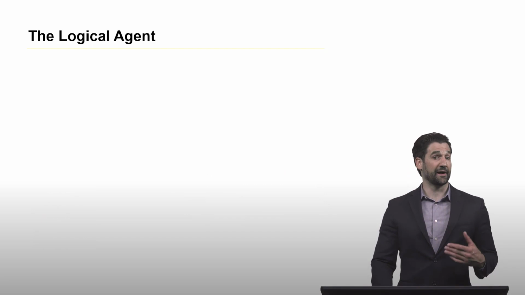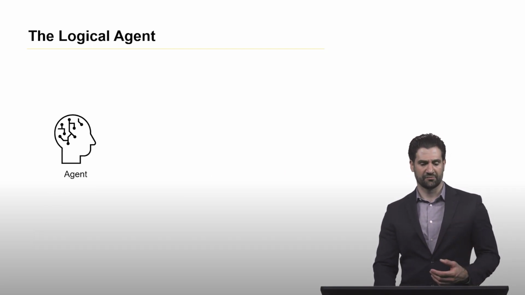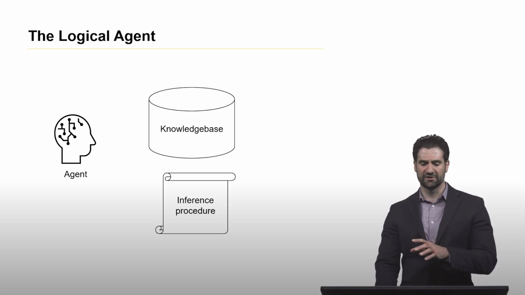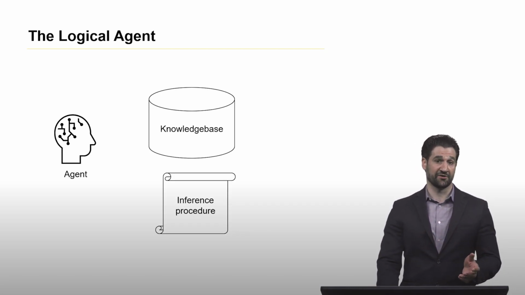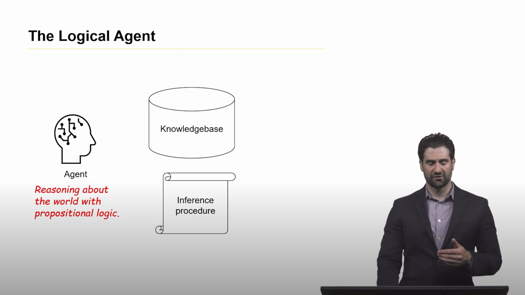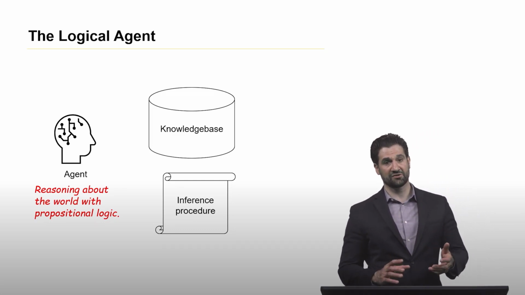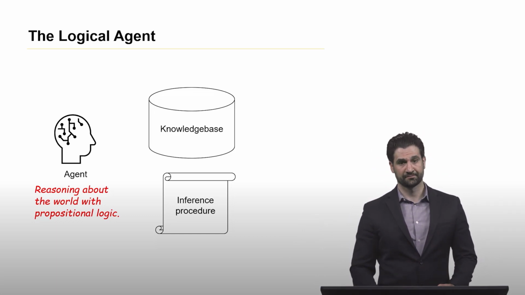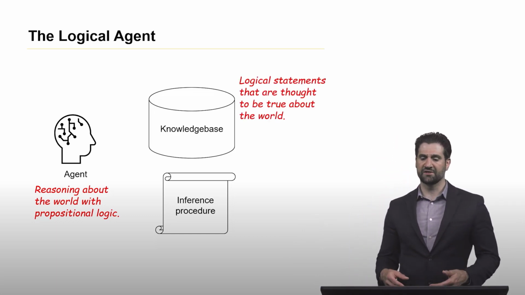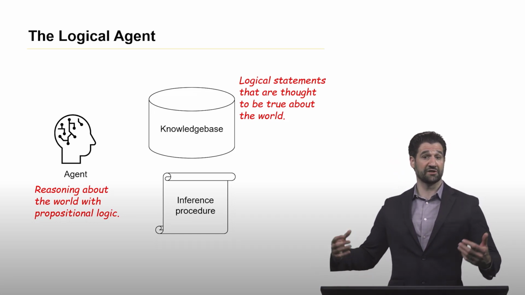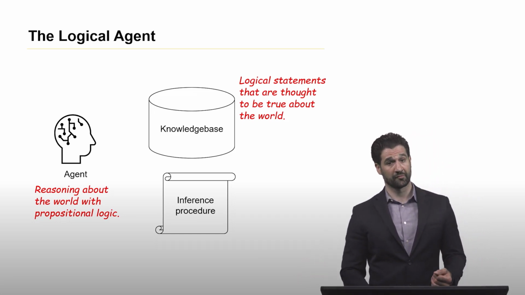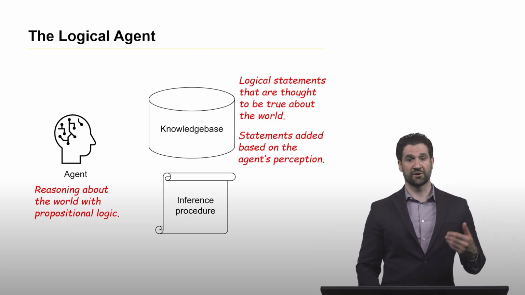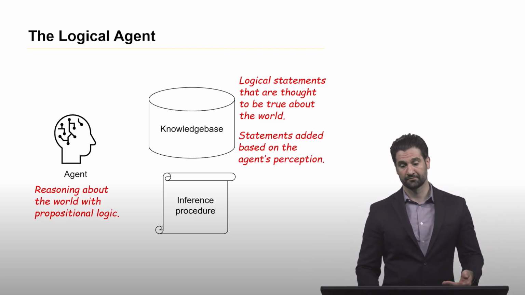So how do we think about the logical agent? Well, again, here we have the agent, and it has a knowledge base and an associated inference procedure. The goal here is that the agent wants to reason about the world with propositional logic. The knowledge base can consist of logical statements that are thought to be true about the world. And we could think of these logical statements as being instantiated from some sort of perceptual model.